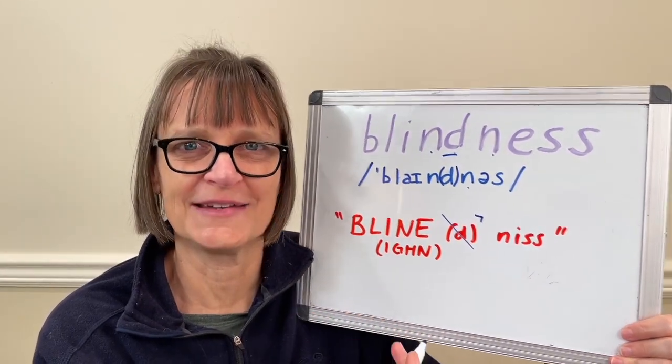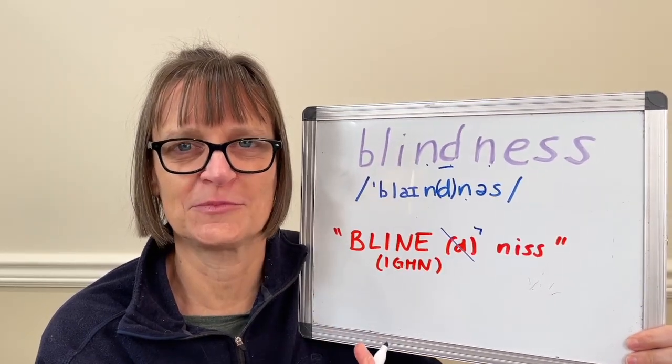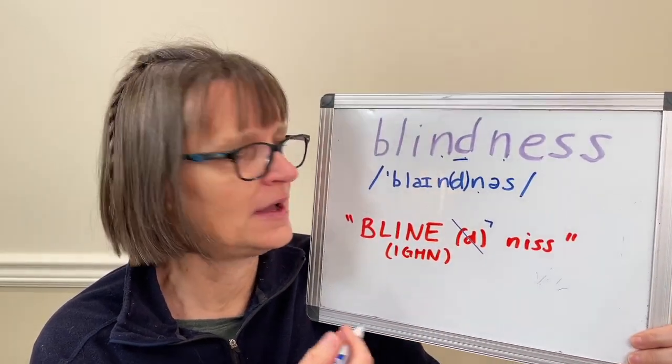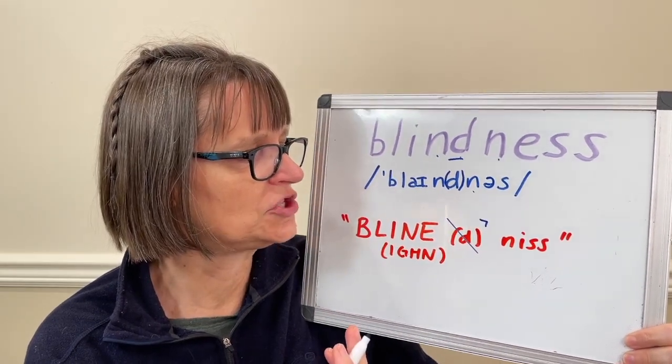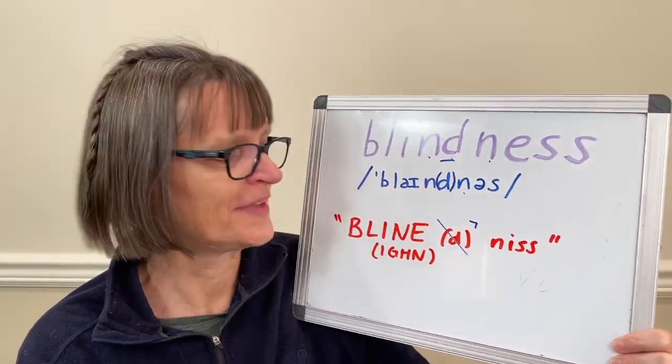Once you can say blindness by itself, try practicing it in some short phrases. For example, blindness is a disability. She had blindness from birth.